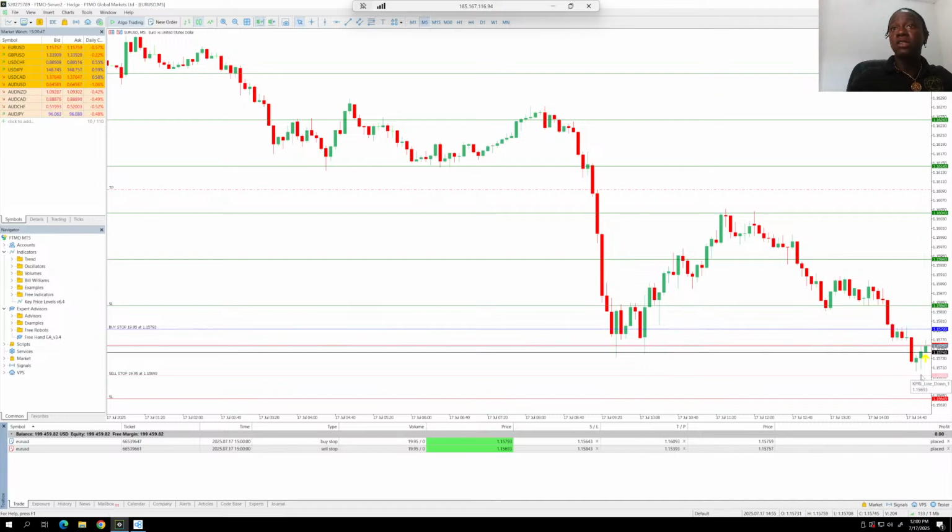Whichever one of the buy or the sell stop is triggered, the program is going to automatically delete the opposite one. So if I get into a buy, it's going to delete the sell pending order. If I get into a sell, it's going to delete the buy pending order, so I don't accidentally enter a buy and a sell at the same time.